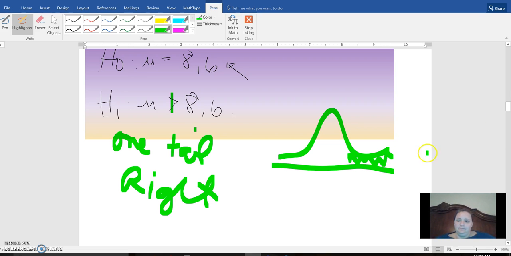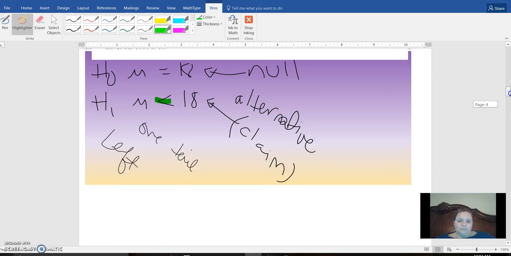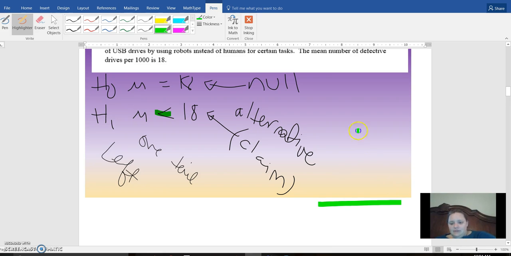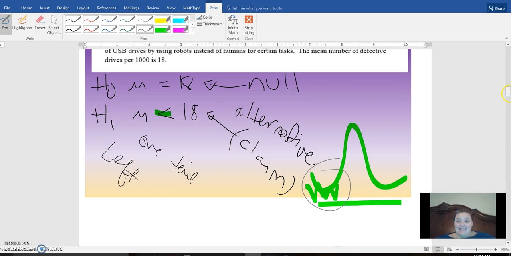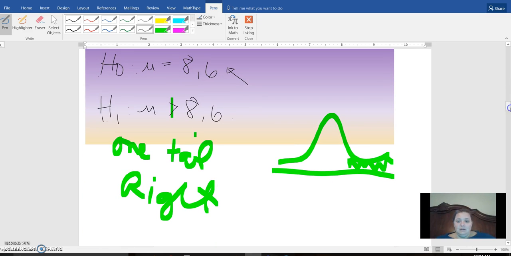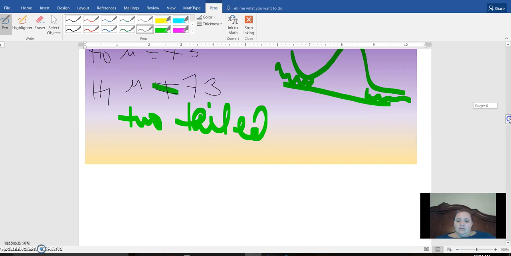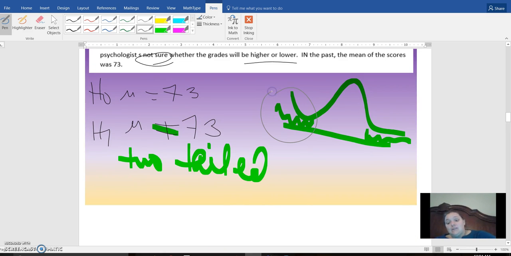Tails over here. One tail to the left. Tails over here. And so what I'm saying is you're looking for information in that area. You're looking for information in that area. You're looking for information here and or here.